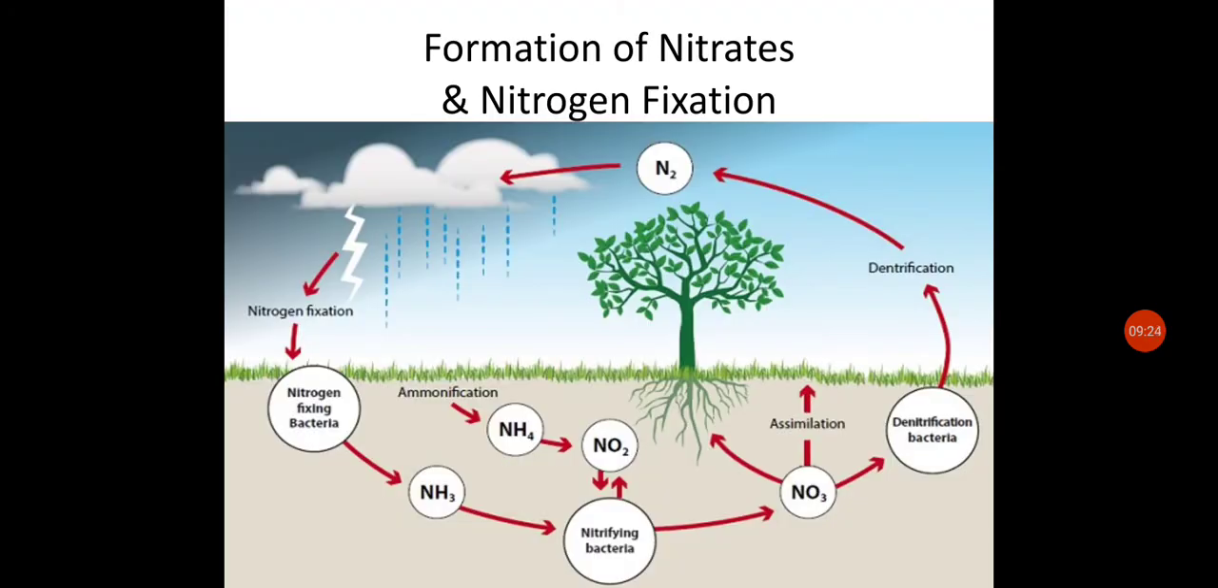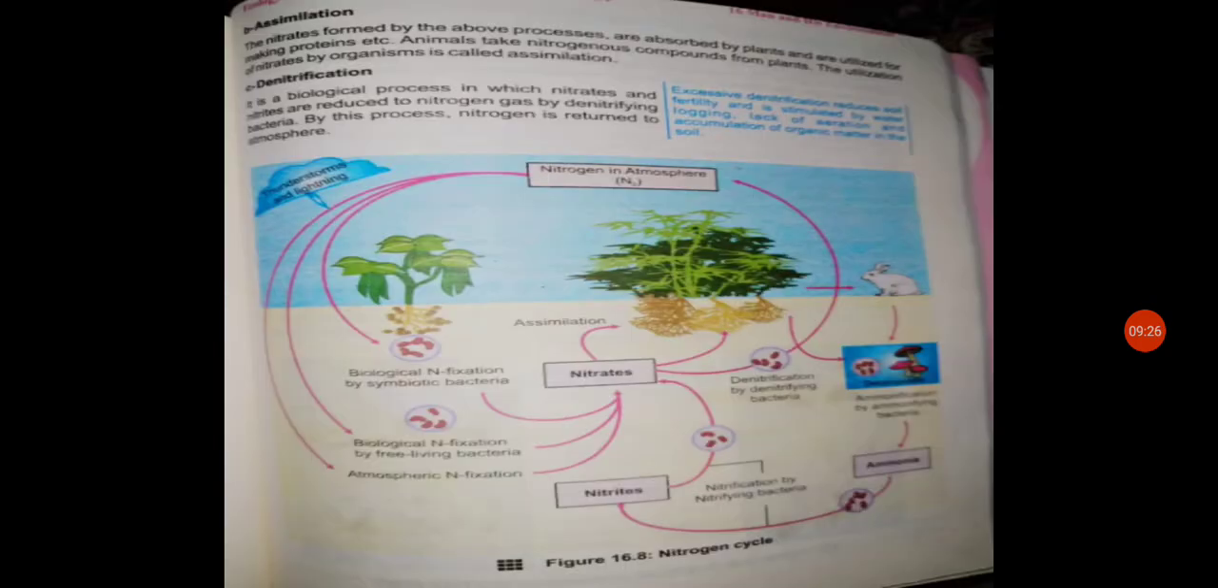Now I will discuss assimilation. The nitrates formed by the above processes are absorbed by plants and are utilized for making proteins. Animals take nitrogenous compounds from plants. The utilization of nitrates by organisms is called assimilation.